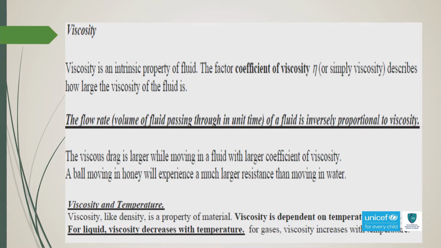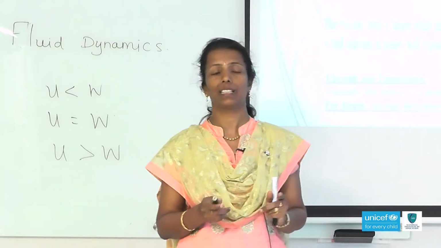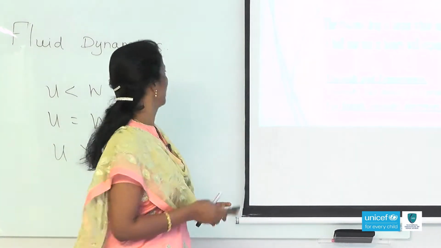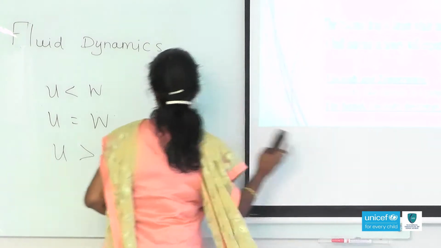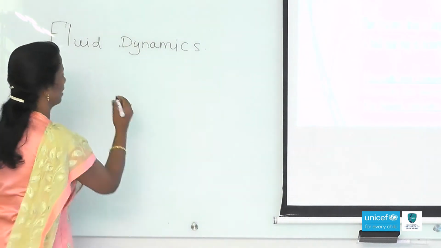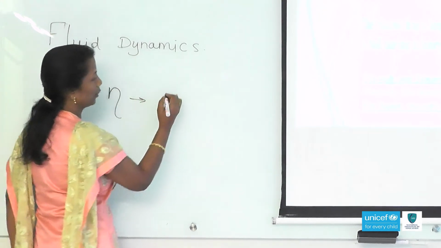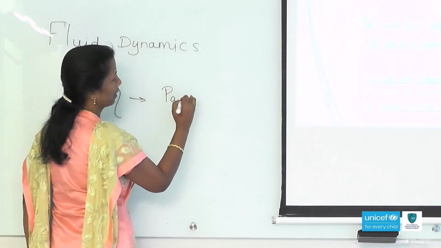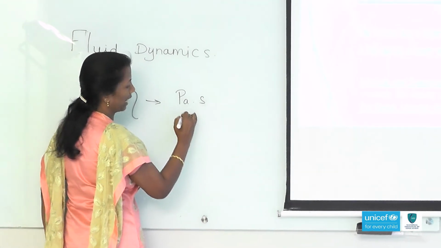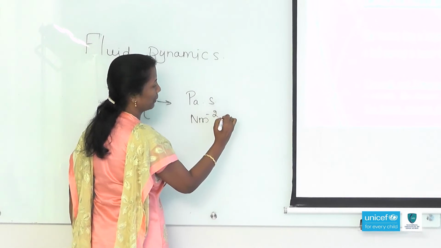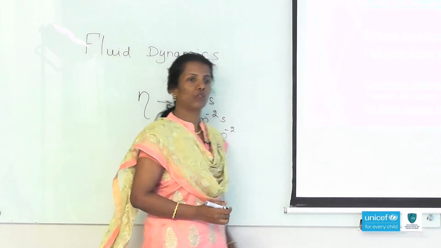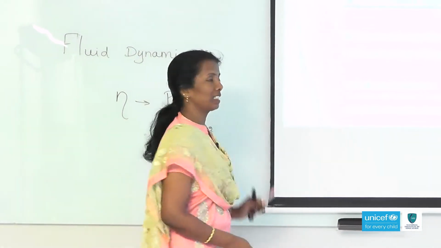The coefficient of viscosity is the quantity here which gives the measure of viscosity, which is represented by the symbol eta. So you are familiar with this particular symbol eta for coefficient of viscosity. It has the unit Pascal second, and you will know why it is exactly Pascal second, or it can even be expressed as Newton per meter square times second, in other words Newton second per meter square. You will get to know why the unit is this.